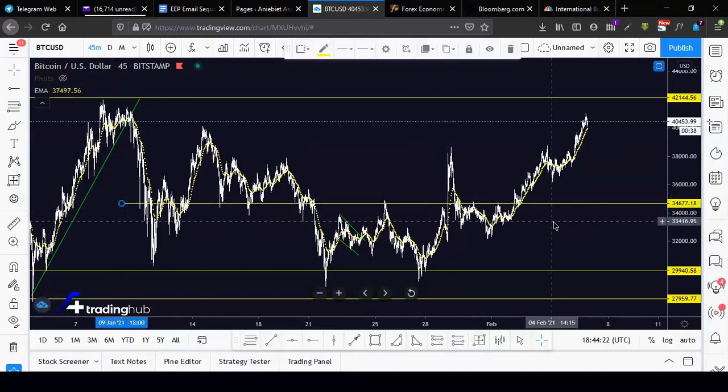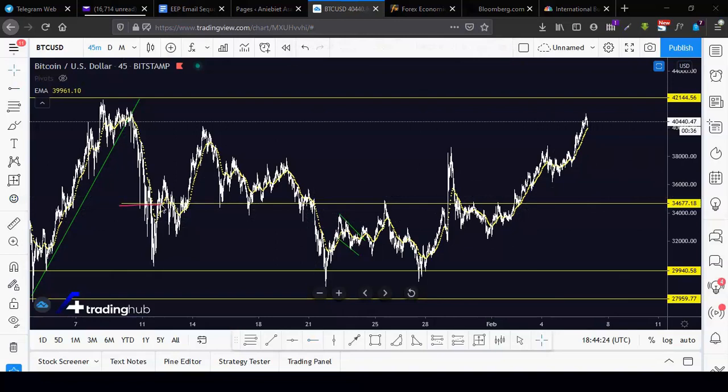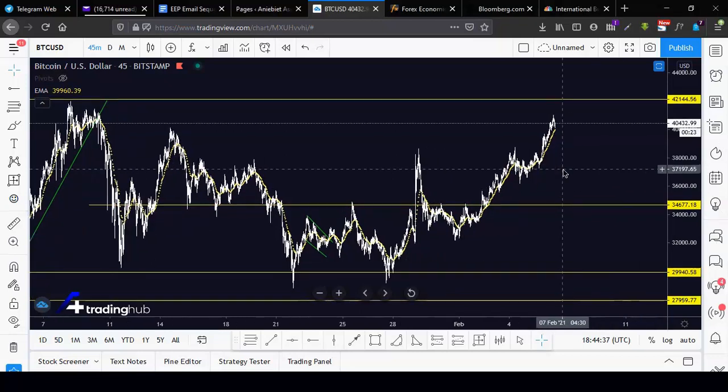This is a pivot level here, a good pivot level. You can see that bounce up there. So that is 1, 2, 3, 4, 5, up to 6. So if you should sell, you are going to sell Bitcoin from 42k.